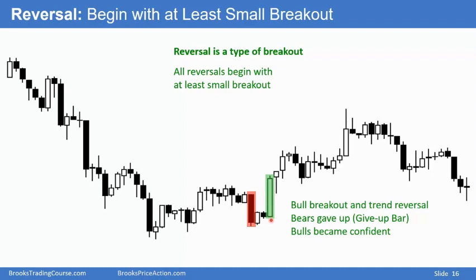This is a give-up bar. The bears are giving up. The bears who sold are disappointed by this bull bar. They hoped that we would resume down, and when it started to go up, the bears bought back their shorts for a loss, and they gave up on this bar.